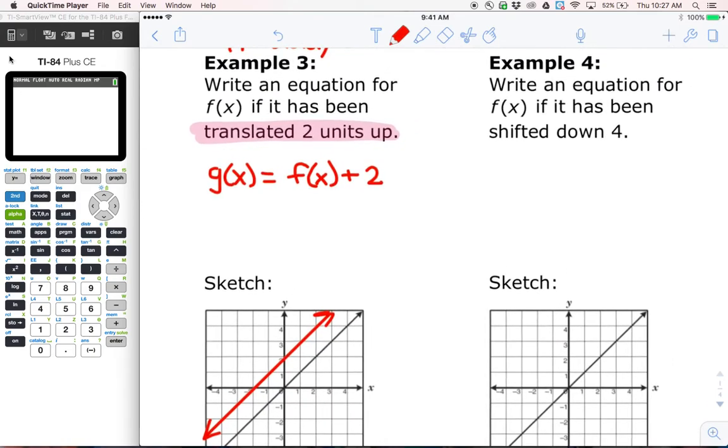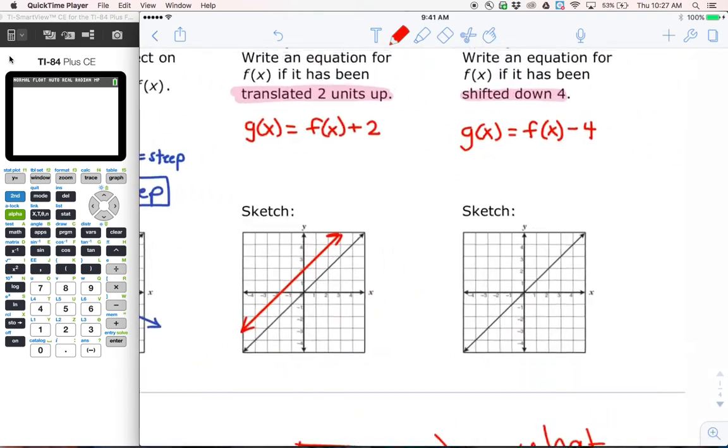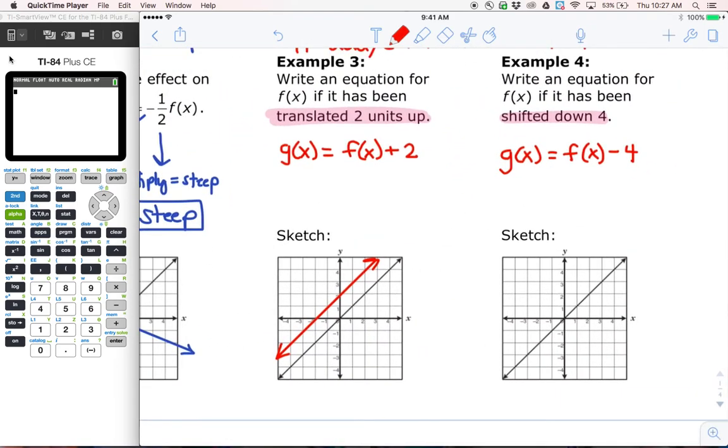The last equation is similar to this one. It's asking us to write a new equation that's been shifted down 4. Again, up or down is just going to be a number at the end. So my new equation, g of x, is going to be my old equation, f of x, but shifted down 4. So we put a minus 4 at the end. Since it's at the end and it's negative, that signifies that it got shifted down 4. So something like that.